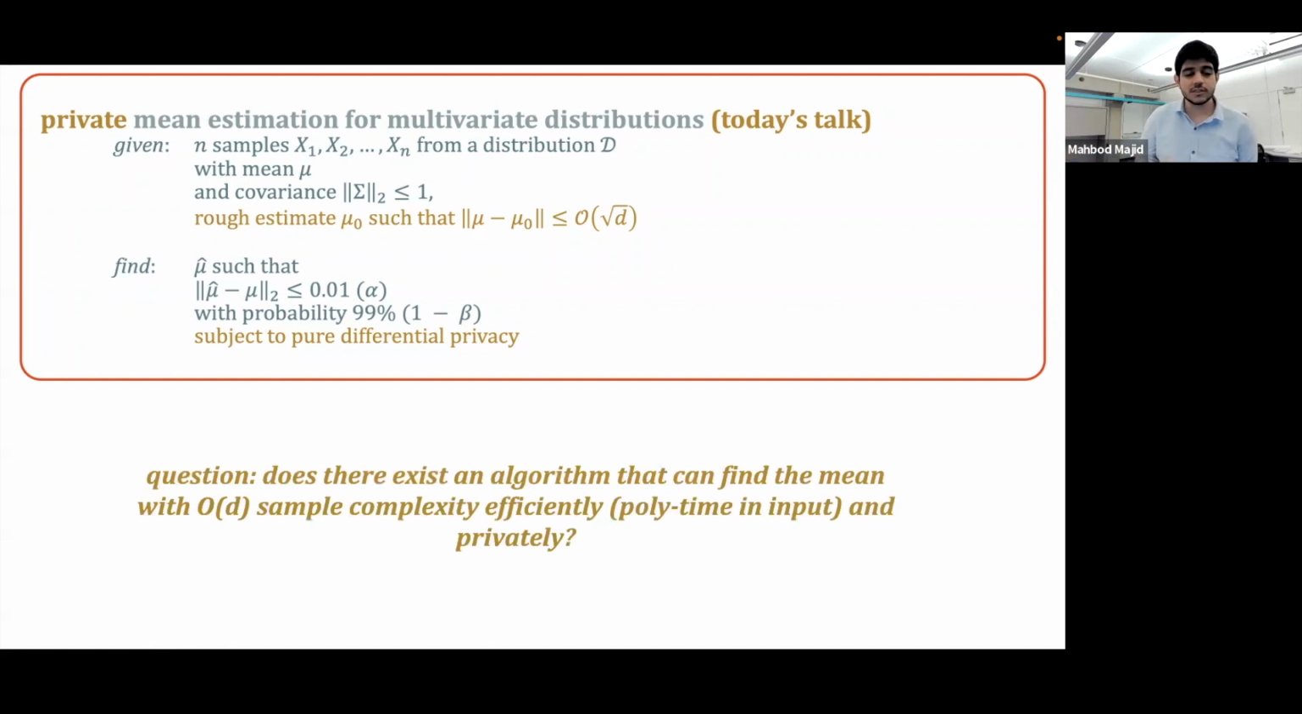So the question is whether there exists an algorithm for doing this task that requires an optimal number of samples, is efficient, as in polynomial time in the number of samples and the dimension, and is private.